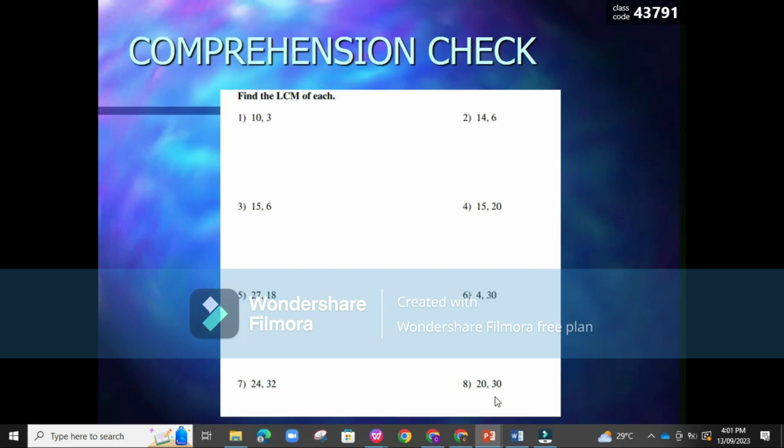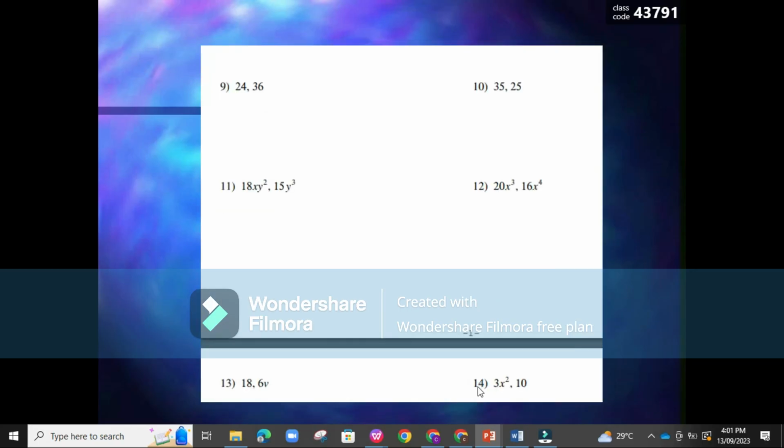Okay? Now, I hope that you understand our lesson. This time, you are going to answer the comprehension check. So, find the LCM of each. Number 1, 10, 3. Number 2, 14, 6. Number 3, 15, 6. Number 4, 15, 20. Number 5, 27, 18. Number 6, 4, 10. Number 7, 24, 32. Number 8, 20, 30. Number 9, 24, 36. Number 10, 35, 25.